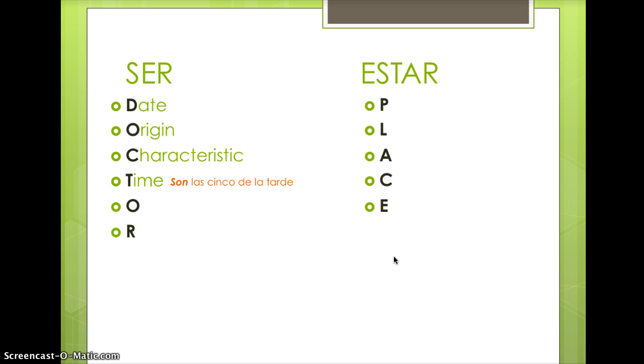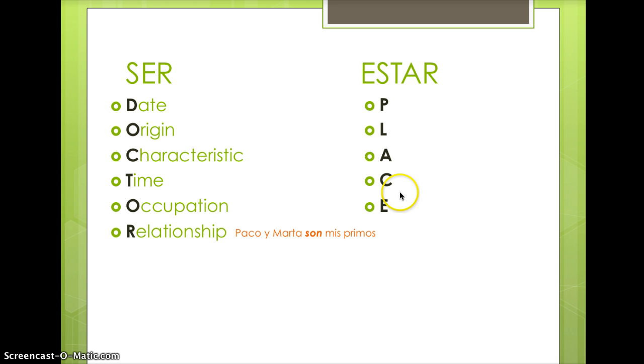T for time, it's 5 in the afternoon. Again, I'm using the verb to talk about time. O for occupation: nosotros somos profesores, so we're professors, that's our occupation. And R for relationship: Paco and Marta son mis primos. I'm telling you how I know Paco and Marta. That's their relationship with me. It doesn't just mean, oh, he's my boyfriend, although you would use the same one for that too.